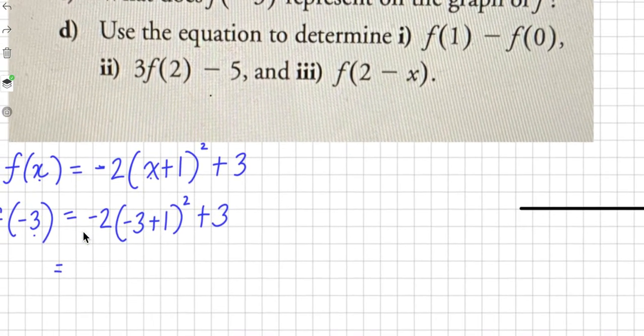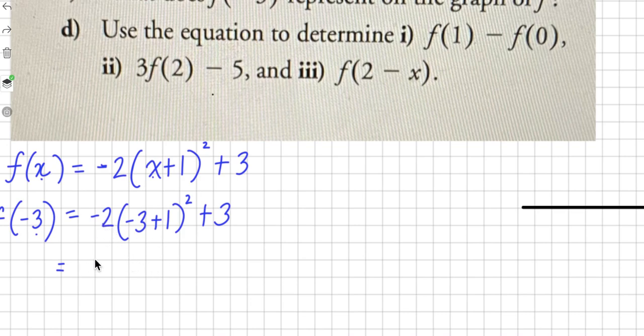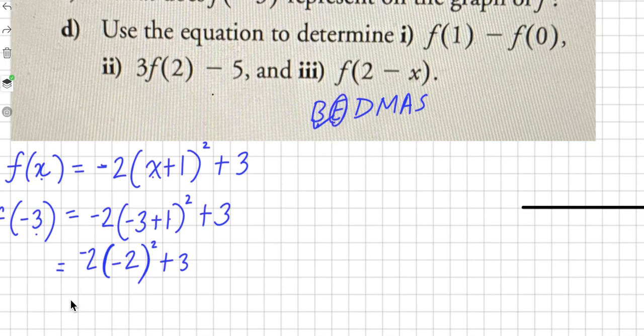How can we simplify this? Whenever you simplify any expression like this, we always follow BEDMAS. BEDMAS tells us to solve the brackets first, B is the bracket. So negative 3 plus 1 is negative 2. Then there is the square on that, plus 3. So we're done with the brackets. Now it's time to solve the exponent. Negative 2 squared means negative 2 times negative 2. That's positive 4. Then plus 3.